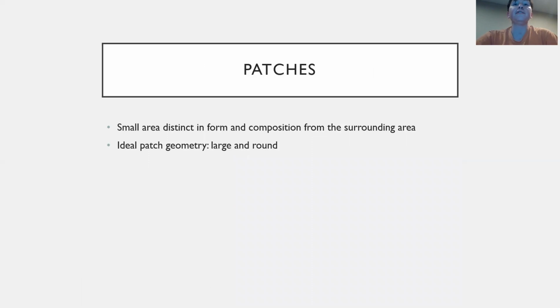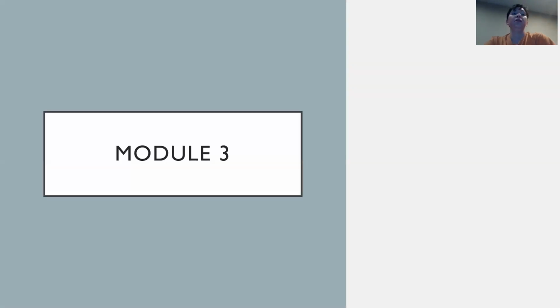Patches are small areas distinct in form and composition from the surrounding areas. An ideal patch geometry would be a large round area, as this minimizes the amount of surface area around the edge, so that there's enough boundary for species within the site.